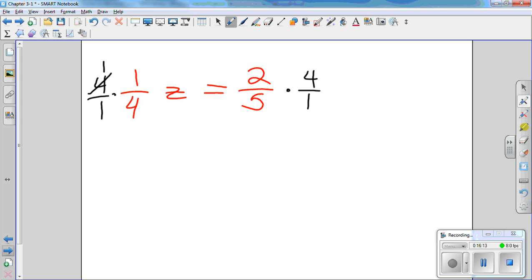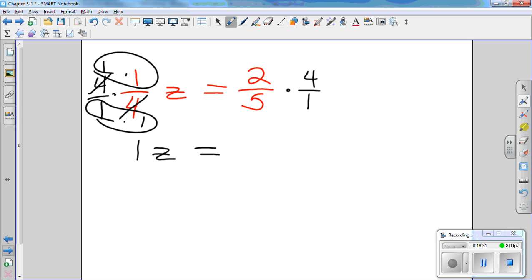4 divided by 4 is 1. So I'm just left with 1 times 1 times 1 times 1, which just gives me 1z. 1 times 1 gives me 1. 1 over 1 is 1. Lots of 1. Equals, well, now this one, can I cross reduce? Can I cross reduce 5 and 4 or 2 and 1?